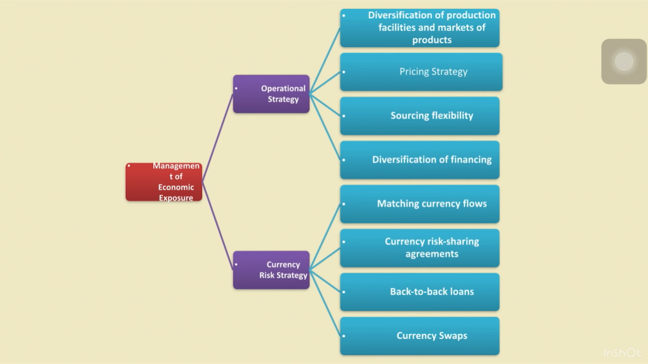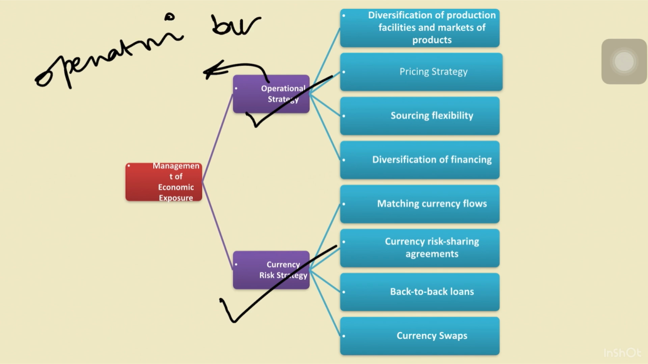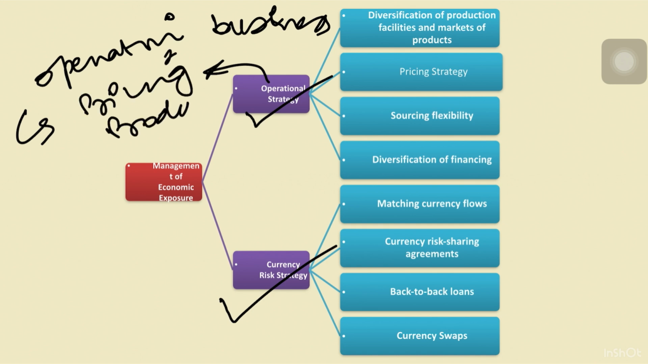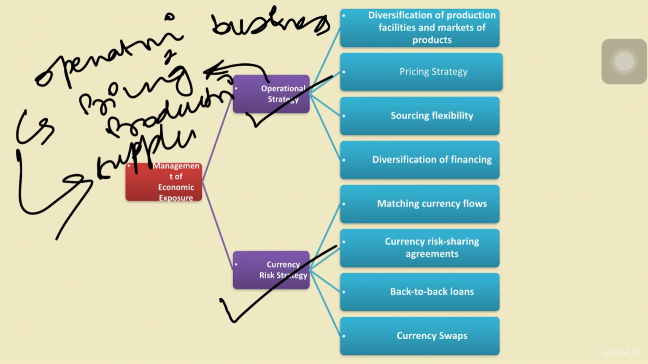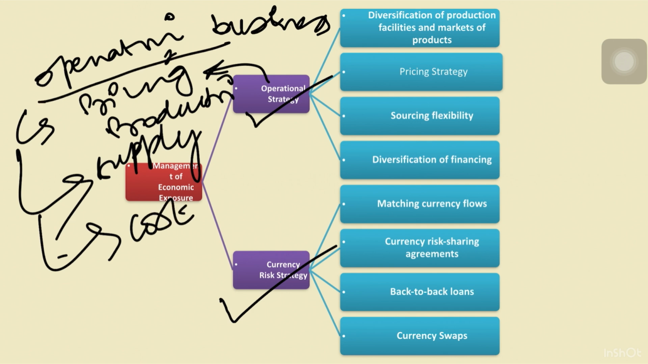Moving further, we have two basic strategies. First one is the operational strategy and another one is the currency risk strategy. Now the first one is the operational strategy. As the name suggests, it manages the operations of the business, right? How can it do so? By controlling, say, pricing, production, supply chains, cost, and so on and so forth, that is related with the operations of the business.